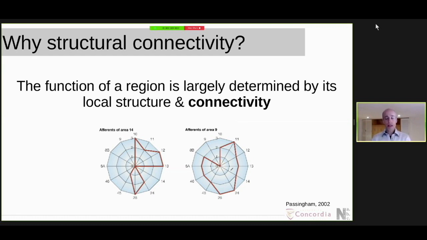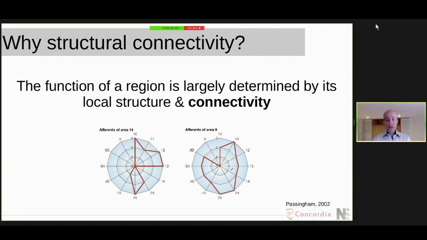Well, I think the most important argument for why we should care about structural connectivity is that the function of a region is predominantly determined by its local structure and its connectivity, right? The inputs to a region determine what happens, the type of information that's coming in, and there is computation that occurs within that region, and then the output is sent away. Wherever that output goes, obviously it's directed at a particular region where that information will be useful, or should be useful.